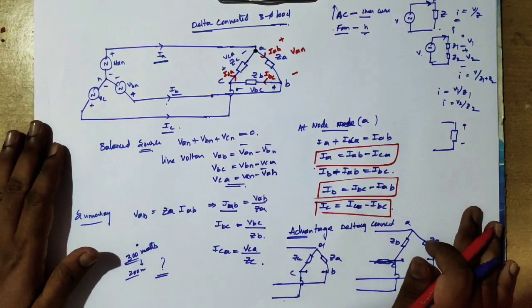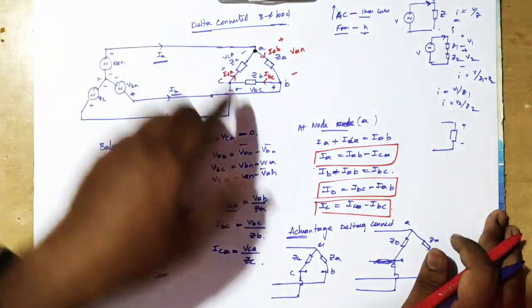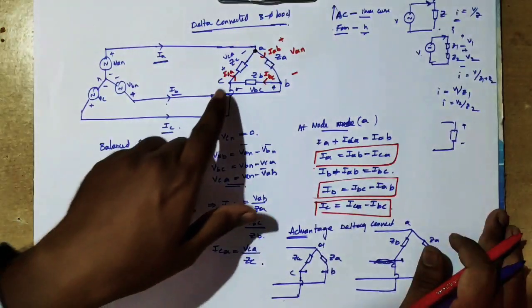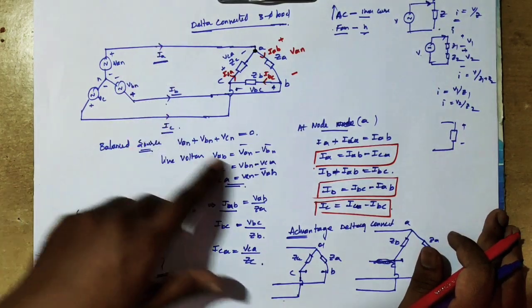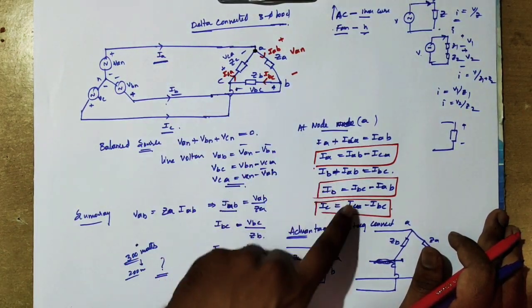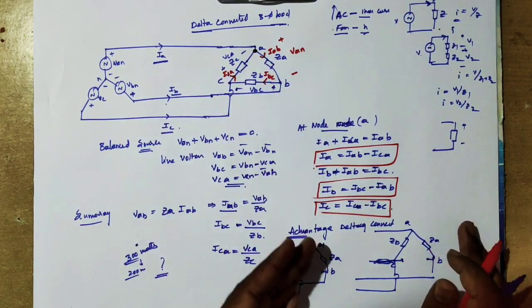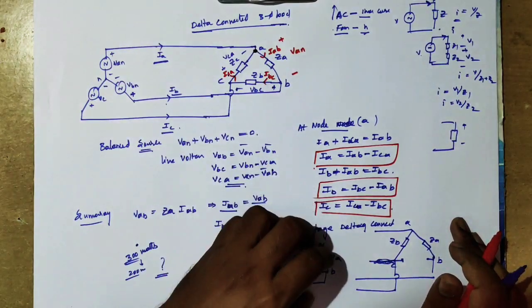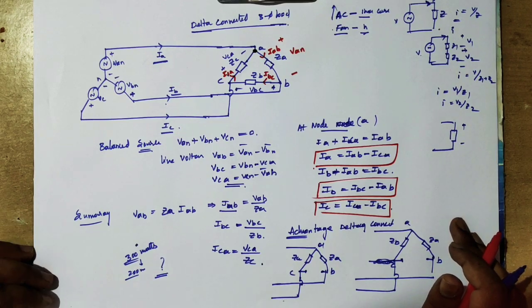So what I have discussed here is that this is a balanced load, and we have seen the voltage across each line. These are the line currents IA, IB, IC, and these are the phase currents of each individual load. If you remove any load, the other loads will not be affected. This is about delta connection, balanced and unbalanced. All right, now we'll solve one problem to understand it in depth.